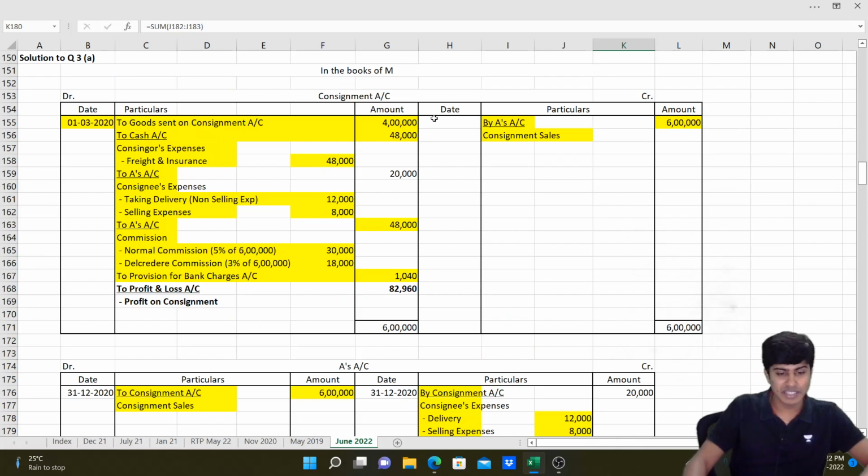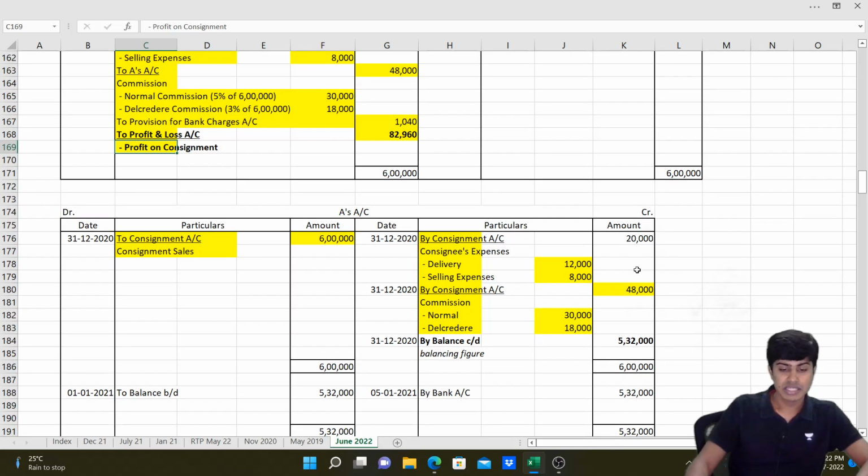So we have everything else in our consignment account. This 20,000 is total. We will find our profit on consignment, 82,960, as balance. And how much money should we collect from our consignee? 6 lakh rupees towards sale. Out of that, expense of 20,000 and 48,000 commission will be deducted. He has to pay us 5 lakh 32. He would pay the entire 5 lakh 32.